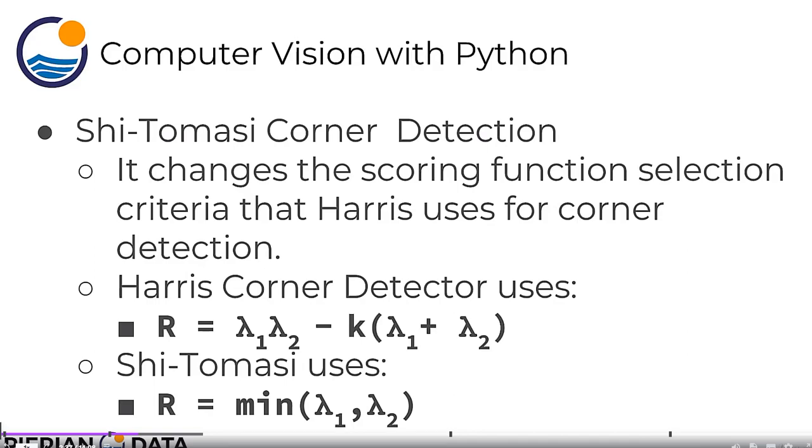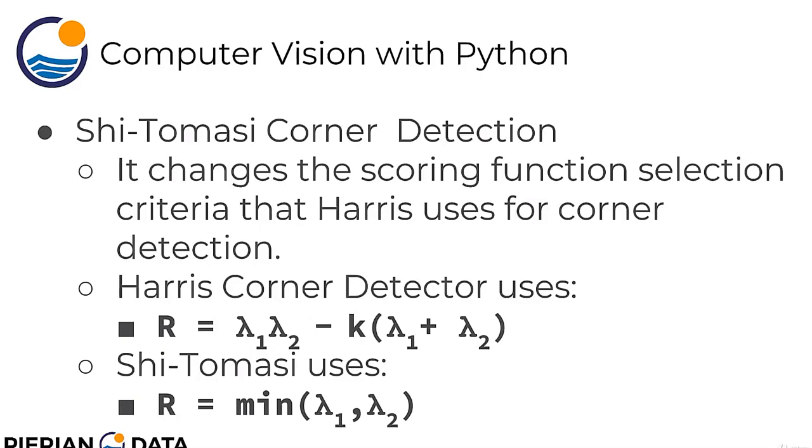What it does is it changes the scoring function selection criteria that the Harris corner detection uses. The Harris corner detection uses the following formula here, where we have lambda 1 times lambda 2 minus k times the sum of both lambdas squared. Shi-Tomasi actually just reduces that to be the minimum of lambda 1 versus lambda 2.